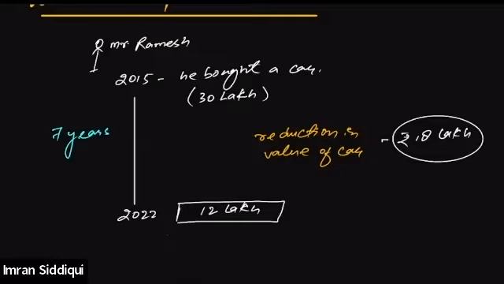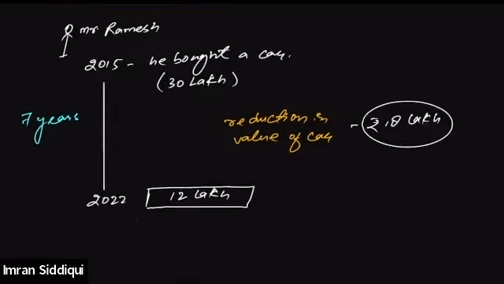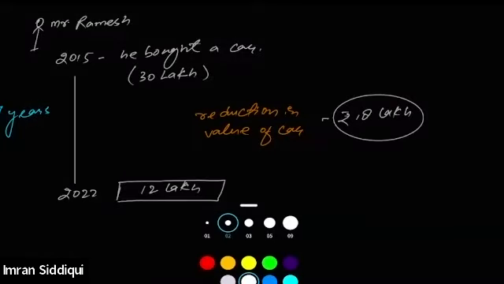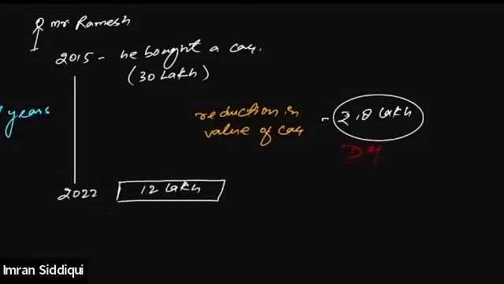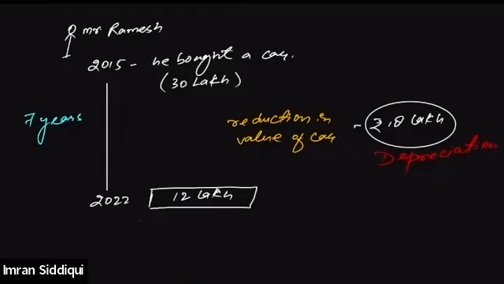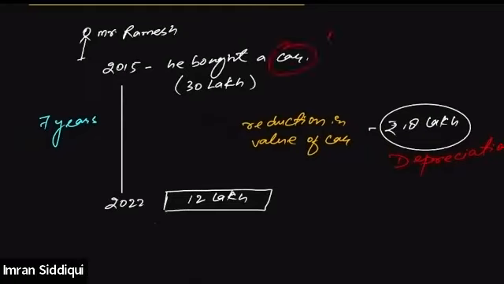All right. So this reduction in the value of the car over a period of time, in accounts, is what we call depreciation. So depreciation is nothing but the reduction in the value of any asset. Like in this case, the car is an asset for Mr. Ramesh. Due to the passage of time or the use of the car, there must be some wear and tear, and because of it the value of the car will decrease to rupees 12 lakh. So this reduction is known as depreciation.